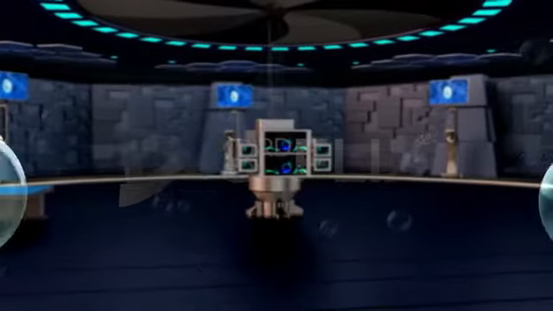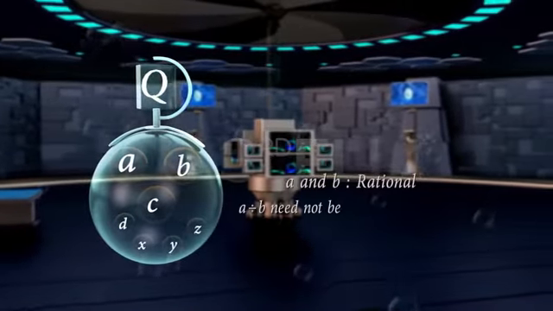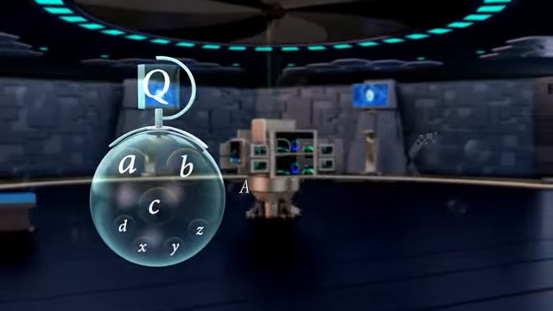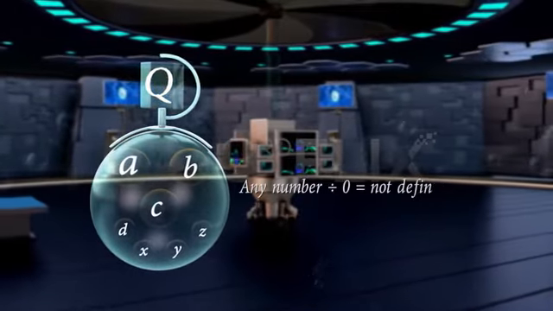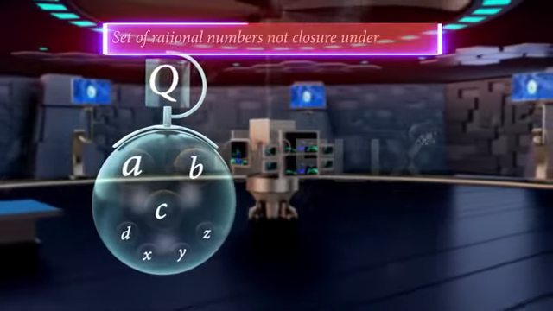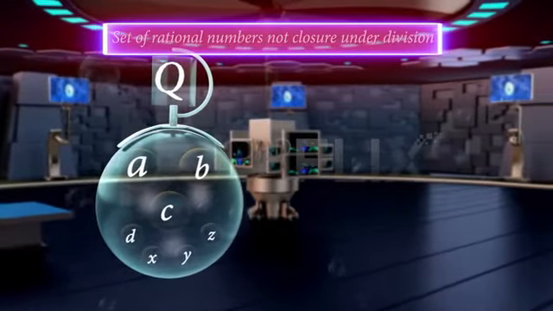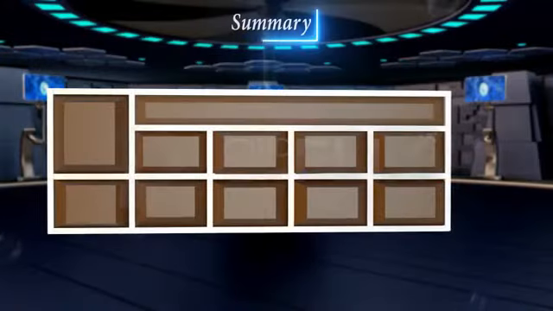Can we say that the rational numbers are closed under division? No, because division by 0 is not defined. Set of rational numbers is not closed under division. Summary.